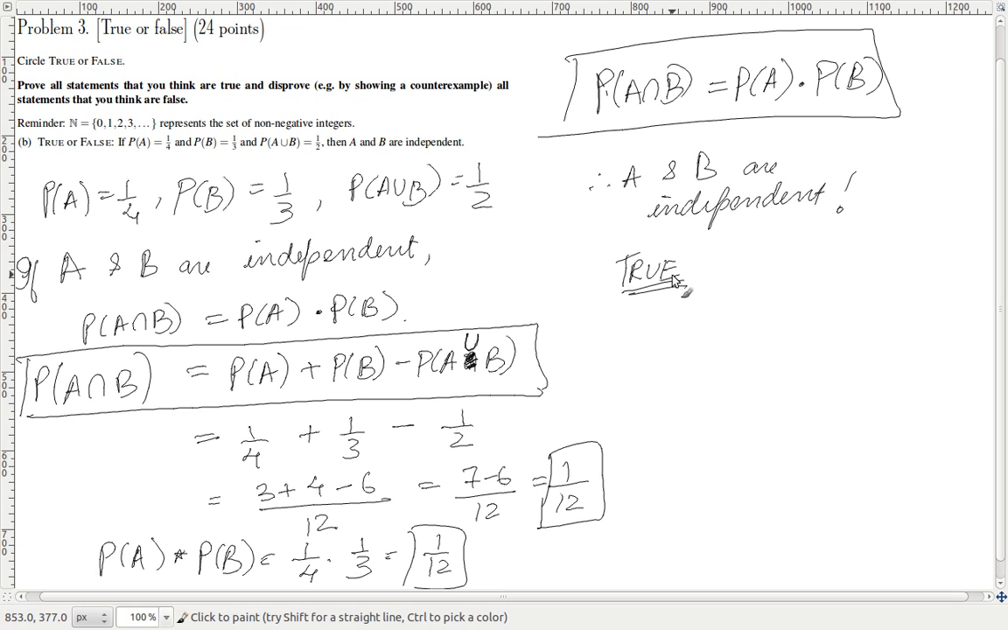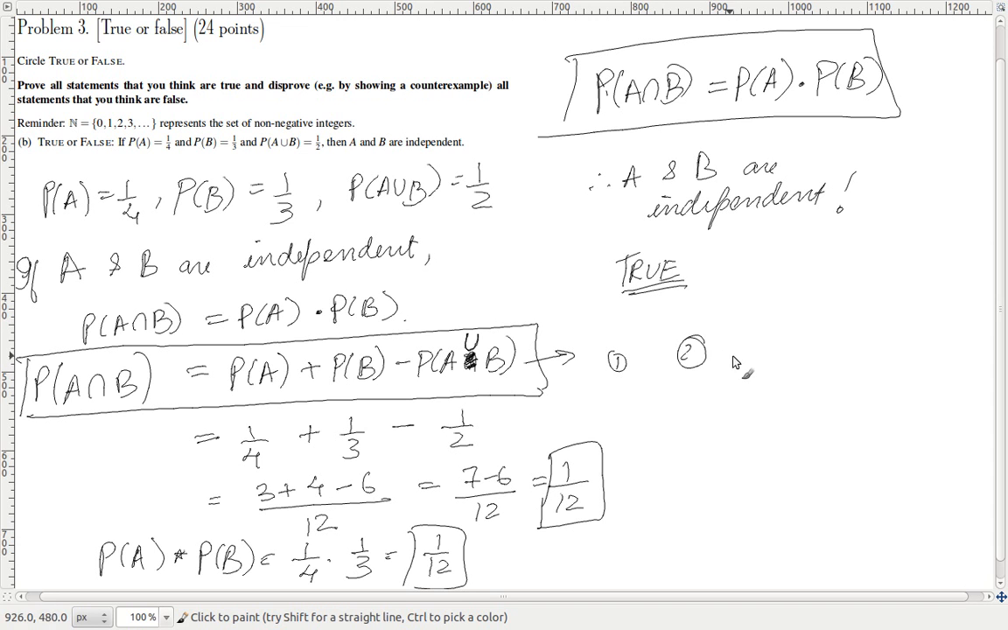Again, I want to mention a few of the mistakes people made on this question. People took this statement here to be true only if A and B are independent. But that's not true. This statement here is true all the time, regardless of whether A and B are dependent or independent or disjoint or whatever. So that was mistake number one.